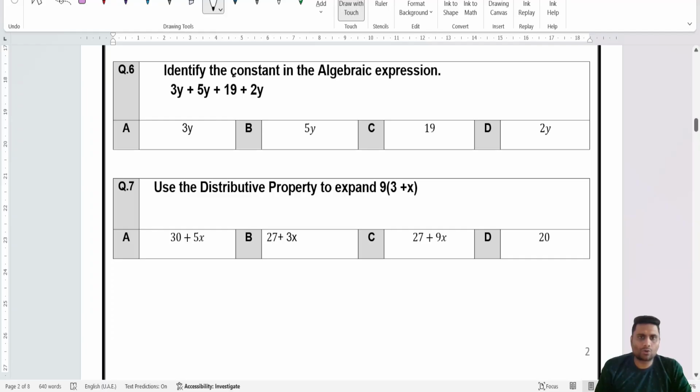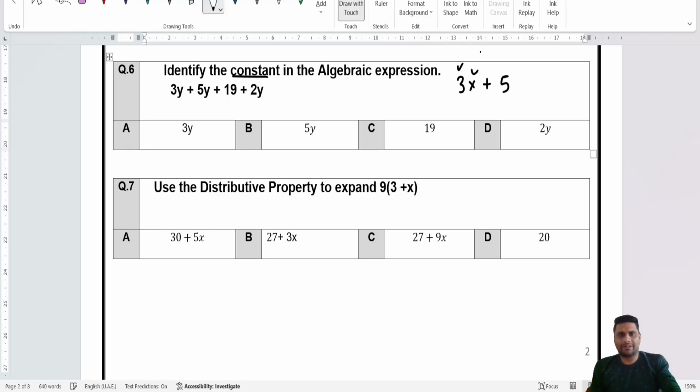Identify the constant in the algebraic expression. Okay, let me give you all the terminologies. 3x plus 5. This is an algebraic expression. It should have a variable, it should have numbers, and it should have a mathematical operation like plus, minus, divide, multiply.